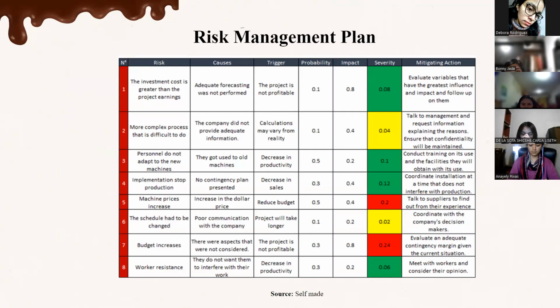and the probability of its impact, and the severity of this risk, and a plan of action or mitigating action, that in our first risk is to evaluate the variables that have the greatest influence and impact and follow up on them. It's similar with the other risks that you can appreciate in this diagram. Next slide, please.